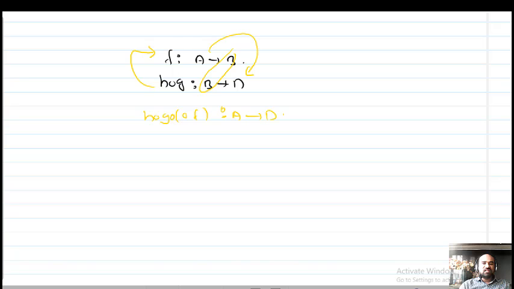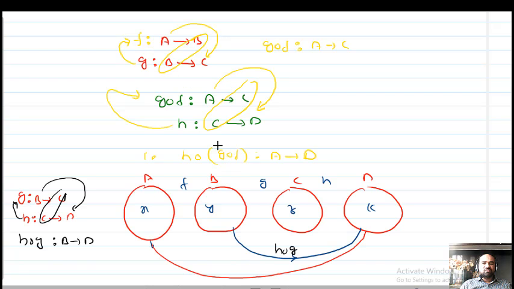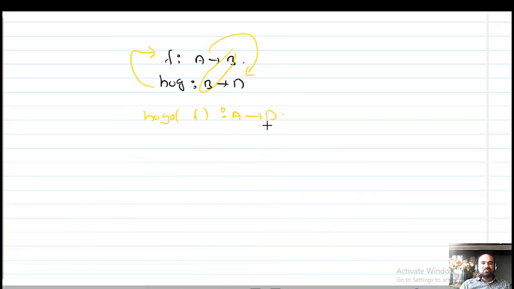Actually here you need to write circle, not there. Okay, one minute, I will correct it. Students, observe. Here, h circle g circle f is a new function from A to D. I will write both. First h circle g. This is not the right color, so I want to use another bright color. h circle g circle f is one function, and it is from A to D only.